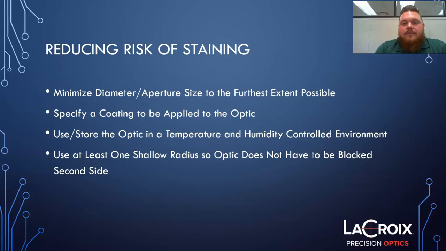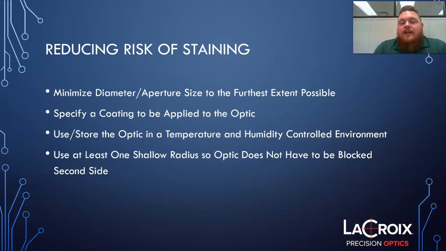So here with the risk of staining, statistically speaking, with regard to aperture size, the larger the aperture size of the part, the more surface area that's available on the part. So there's a higher chance of stain relative to a part with a smaller aperture size that has a smaller amount of surface area. So we definitely recommend that you minimize those diameters and apertures as small as possible.